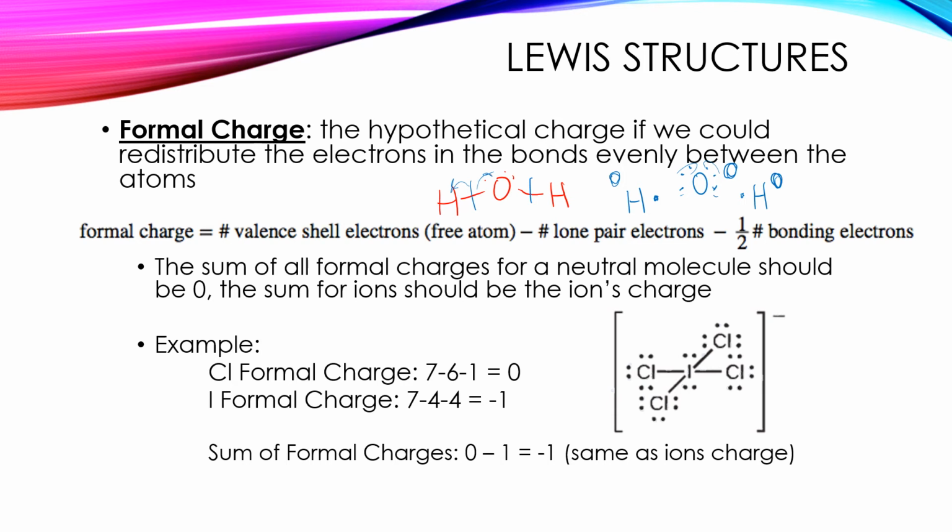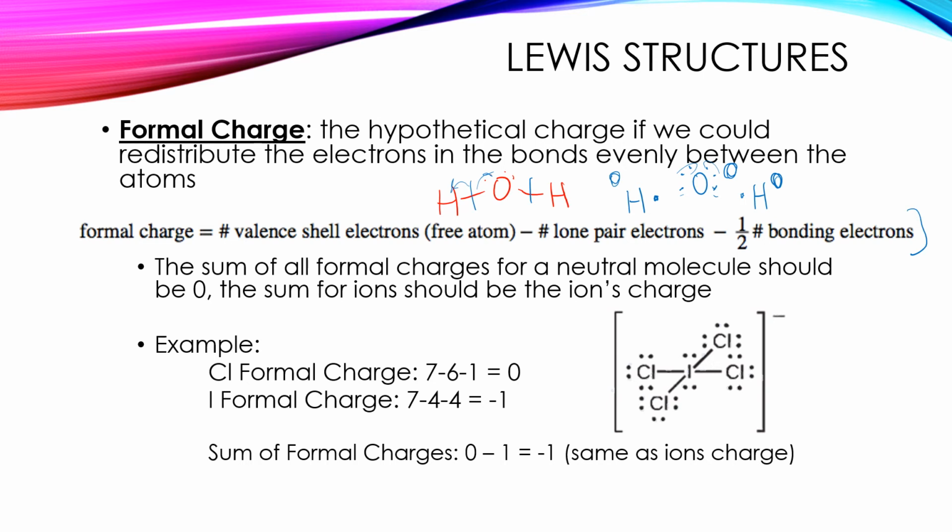It's easier, instead of using this formula right here, to just think about how many valence electrons this atom would normally have if it were a free atom, and then how many valence electrons this atom is having within the molecule.